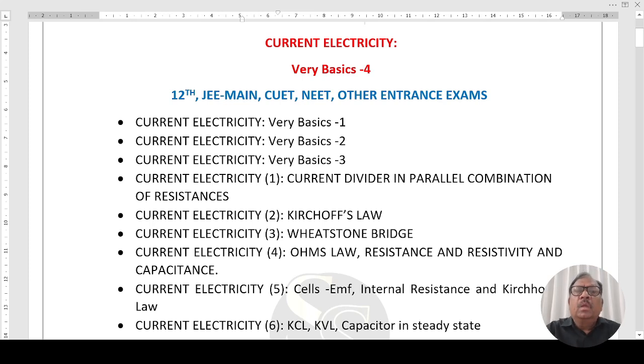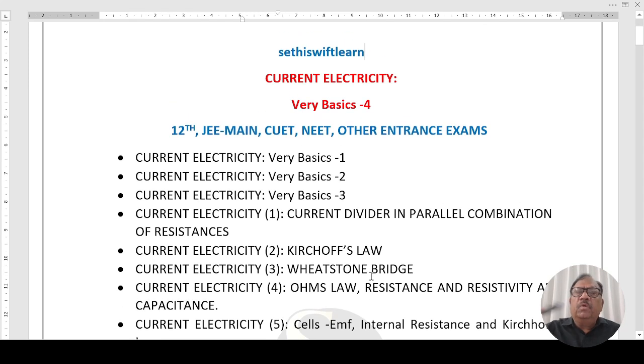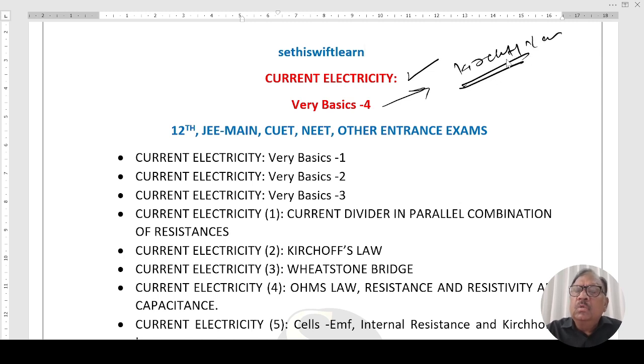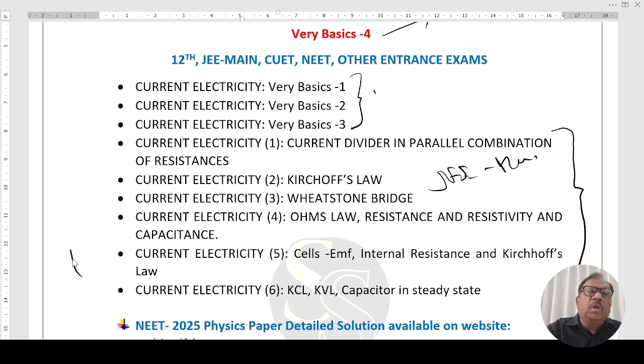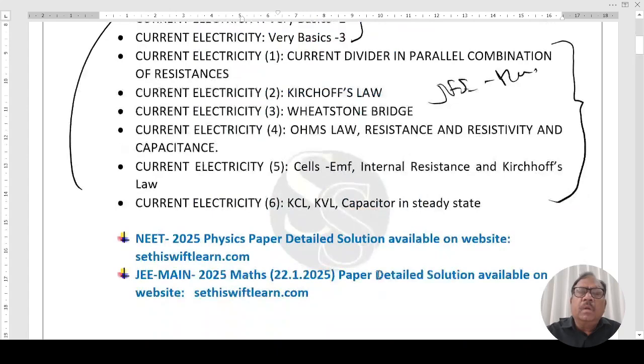Hello students, in today's session of current electricity, further very basics on Kirchhoff's law will be cleared through illustrations. In another session, very basics were cleared, and concepts are also cleared through these contents or videos. In this case, illustrations were taken from JEE Main, which you can review on Sethi Swift Learn.